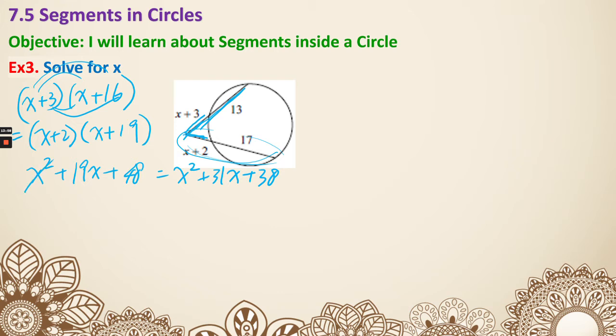The x squares are gone. The 19x and the 31x, that's going to be a 12x on the right side. 48 minus 38, that's going to be a 10. Actually, that's not 31. It's actually going to be 21, so it's 2x equals 10, which after solving, x equals 5. That's example 3.